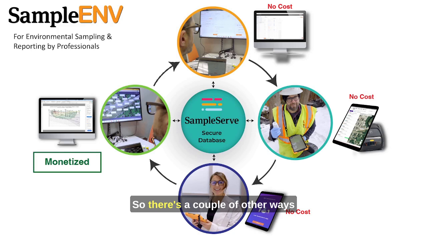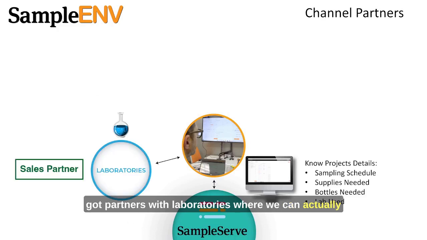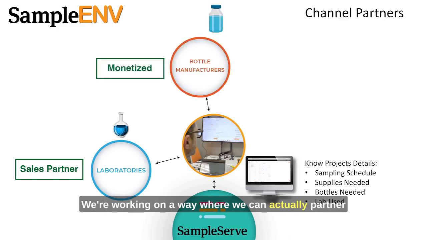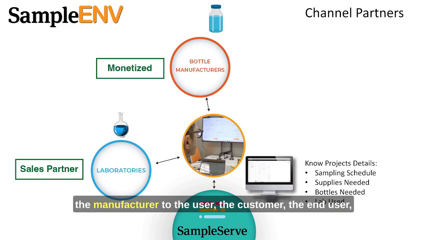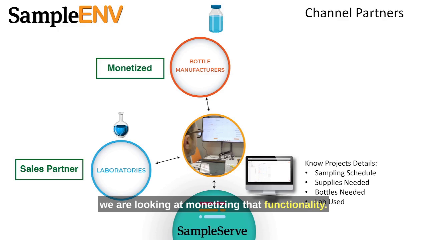So there's a couple of other ways that we monetize the free use here. In our project planning tool, we've actually got partners with laboratories, where we can partner with labs and even do a white labeled version of this thing. We're working on a way where we can actually partner with bottle manufacturers and have the bottles shipped directly from the manufacturer to the user, the customer, the end user, and kind of skip that multiple shipping that is required to go to the lab and back. We don't have that built yet, but we are looking at monetizing that functionality.